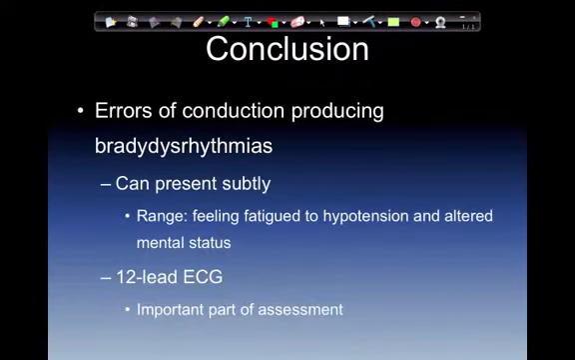In conclusion, errors in conduction producing bradydysrhythmias can present subtly: fatigue, hypotension, altered mental status. A 12 lead is essential if you can get one. A paced rhythm is going to look like 12 leads of paced rhythm, but it is an important part of assessment.